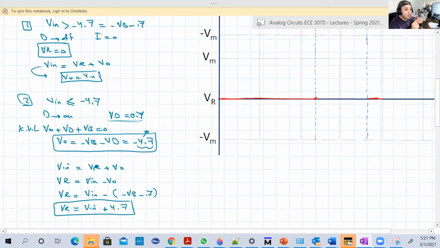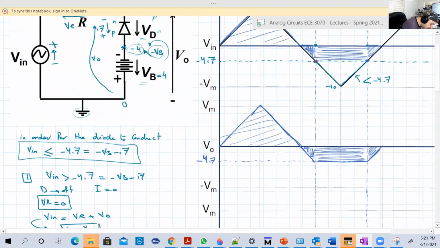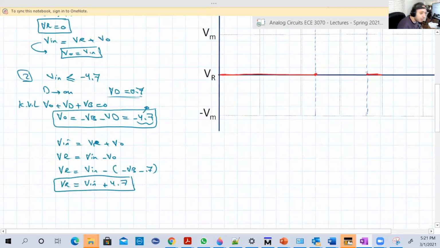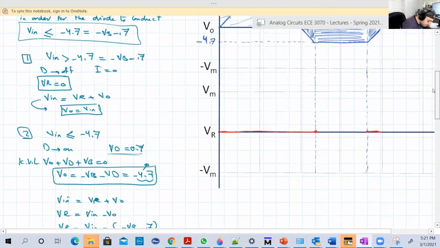You should continue from where you ended. So we end at 0 here, so we should start at 0 as well. And again here, it is minus 4.7. If you add 4.7, it will be 0. Again, you should start from where you ended.